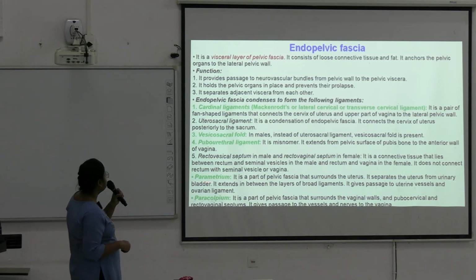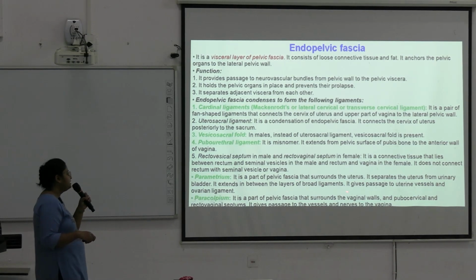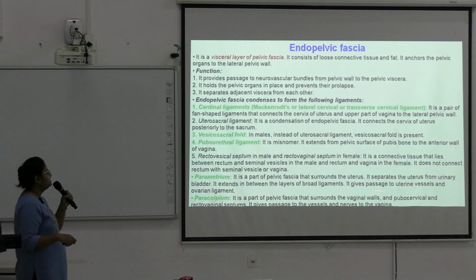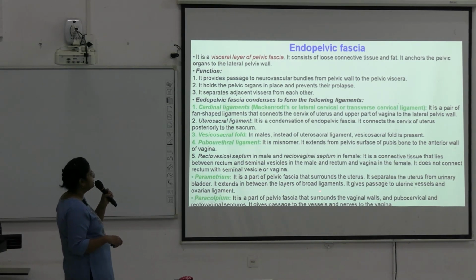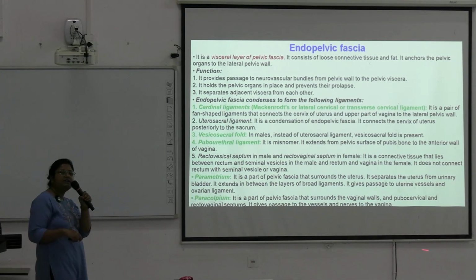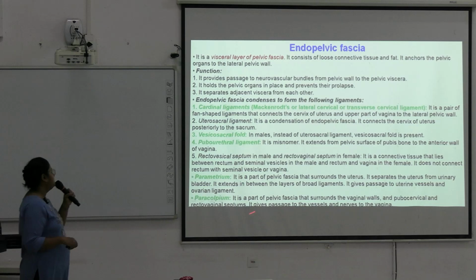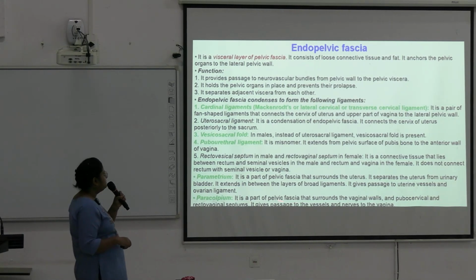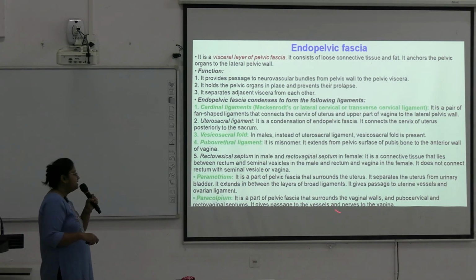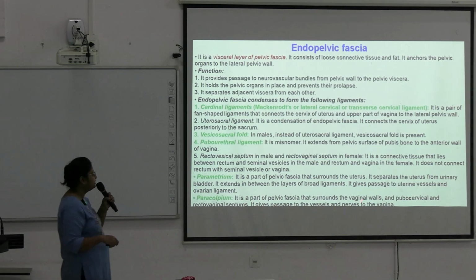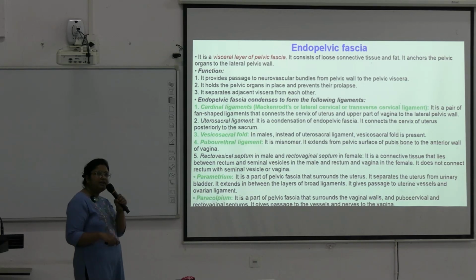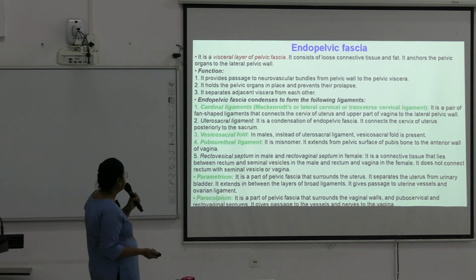Next is parametrium. It is a part of pelvic fossa that surrounds the uterus, separates the uterus from urinary bladder, extends in between the layers of broad ligament and gives passage to uterine vessels and ovarian ligaments. Okay. Next is paracolpium. Part of pelvic fossa surrounds the vaginal wall and pubocervical and rectovaginal septums and gives passage to the vessels and nerves to the vagina. Okay, understood?